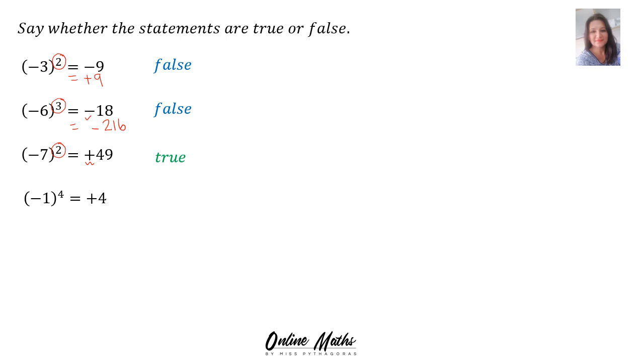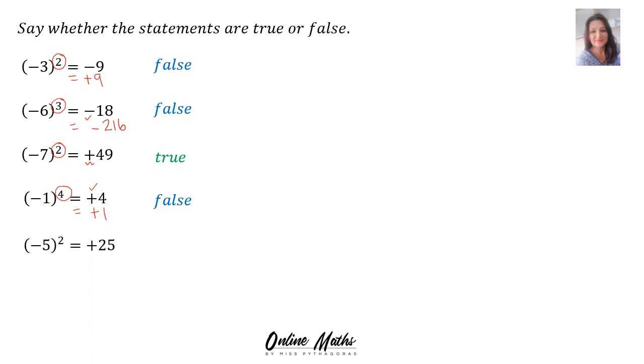Negative 1 to the power of 4. Is it plus 4? The answer is false. And the reason is the negative and the 4 is an even number. So yes, the fact that it's a positive is correct. But 1 to the power of 4 does not mean 1 times 4. It means 1 times 1 times 1 times 1, which is 1. So this answer is plus 1.